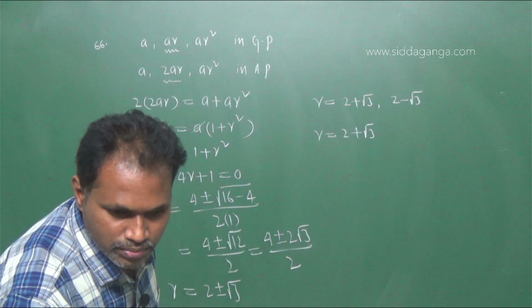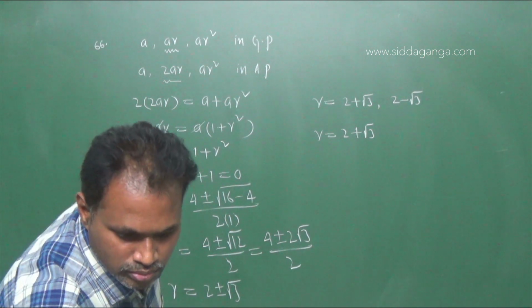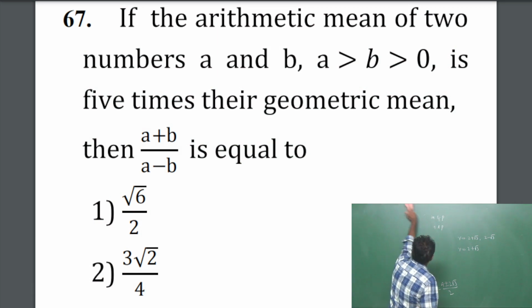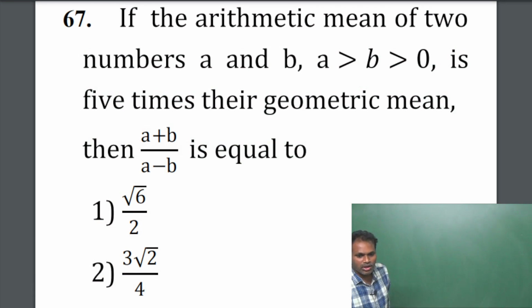Next question. If the arithmetic mean of two numbers a and b is 5 times their geometric mean, then a plus b by a minus b is equal to.